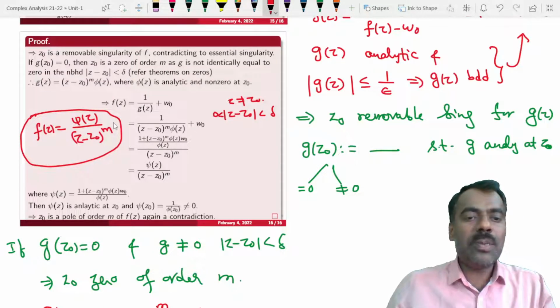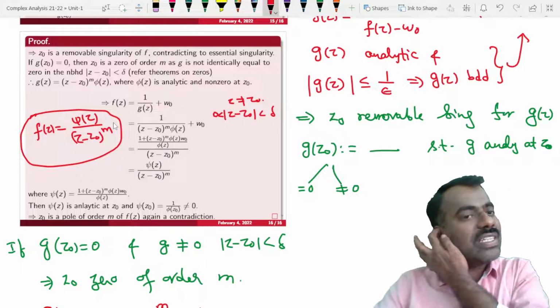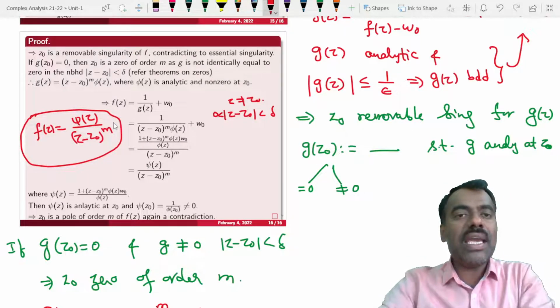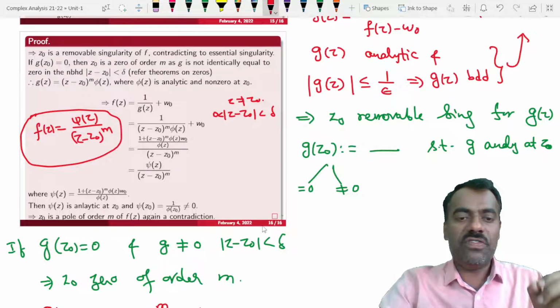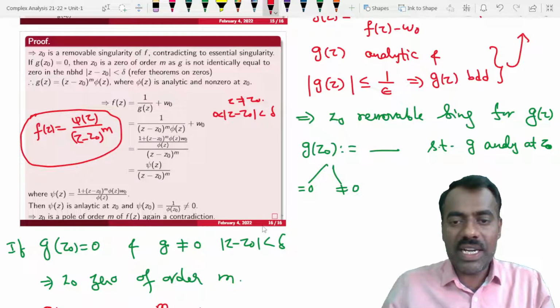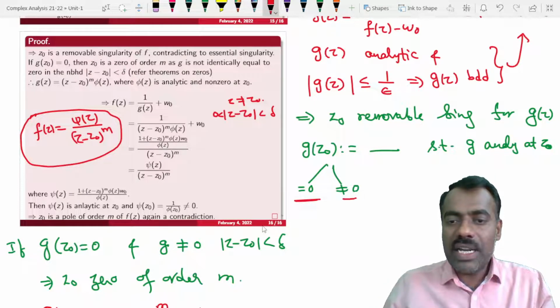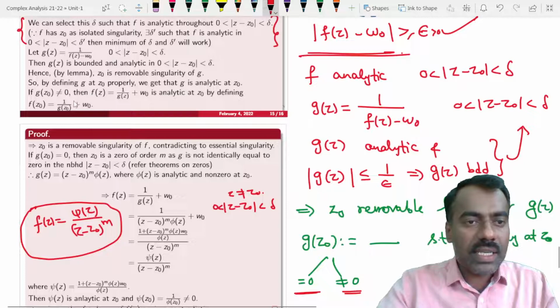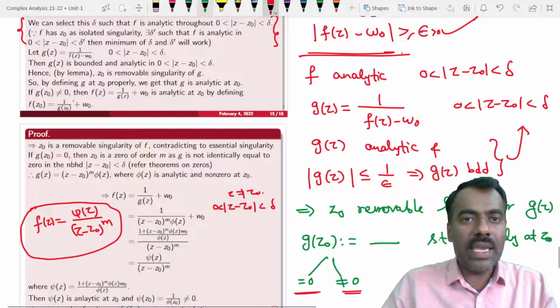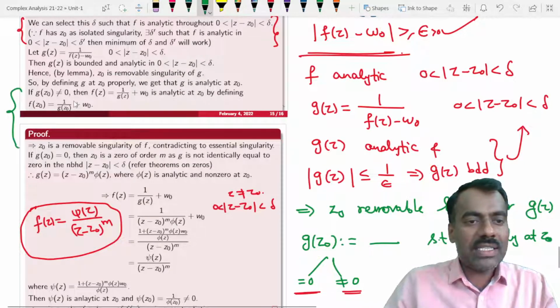So z naught is a pole of order m for this f, which is a contradiction, because z naught is given to be an essential singularity. So if g of z naught is equal to 0, we are getting a contradiction. Suppose g of z naught is not equal to 0. That is our second case.